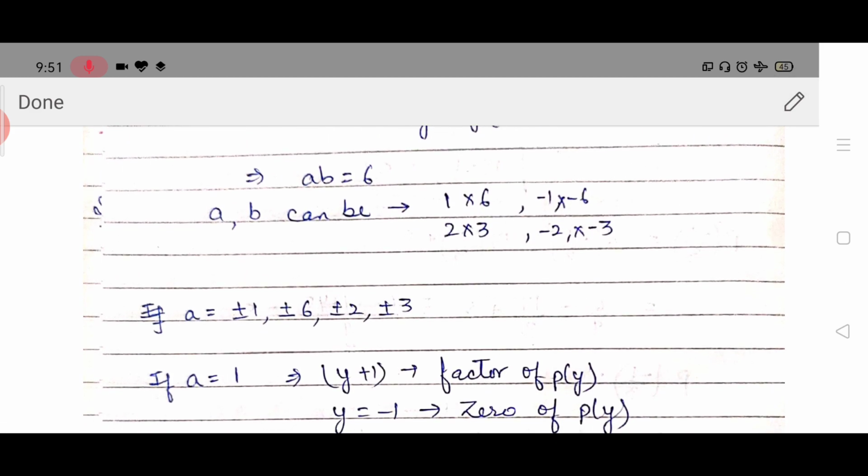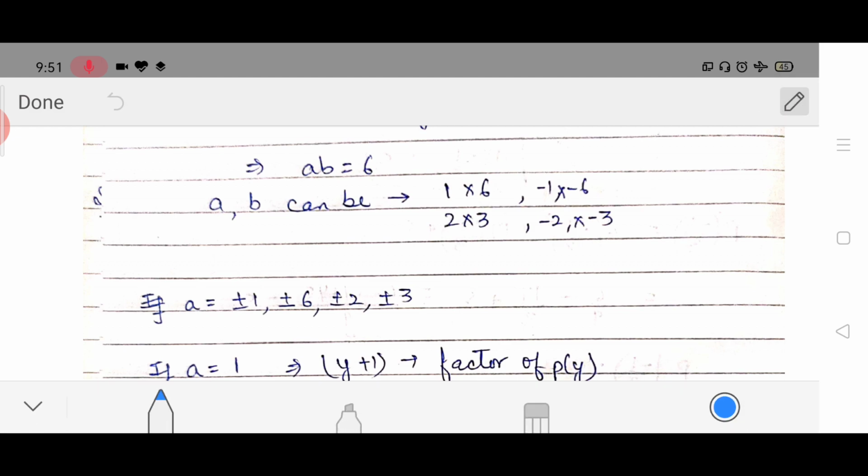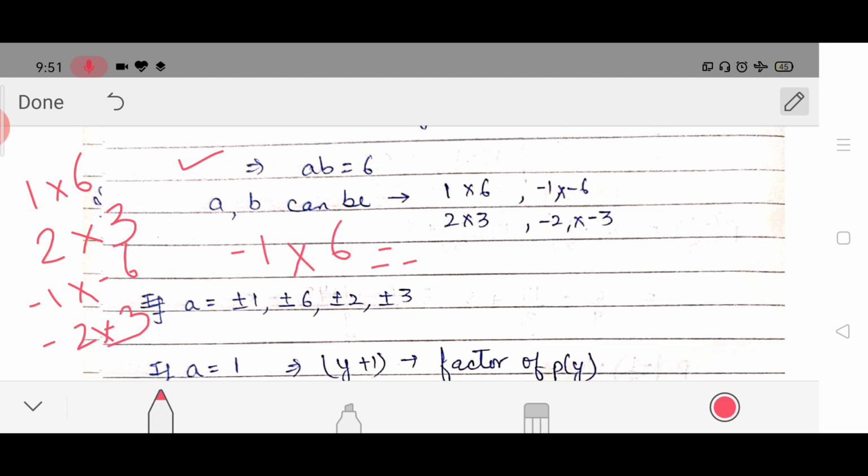So we have to find the values of a and b by the trial method, which we also did in question number 1 yesterday. We have ab equal to 6. What are the possible pairs of numbers that give 6 by multiplication? 1 into 6 is 6, 2 into 3 is 6, minus 1 into minus 6, and minus 2 into minus 3. But minus 1 into 6 gives minus 6, so that is not a possible outcome. So we have only 4 possible outcomes here.